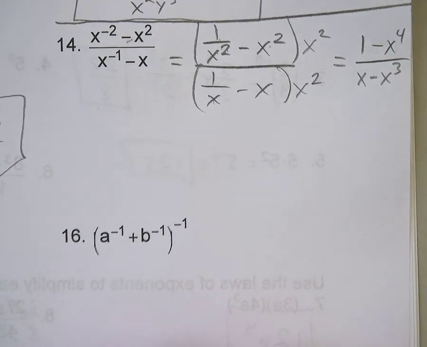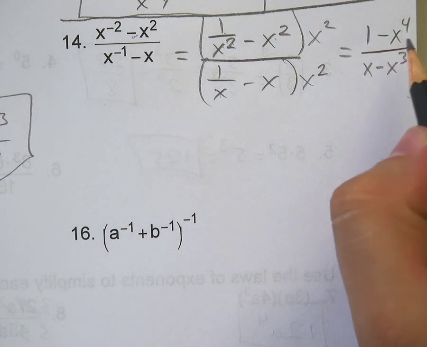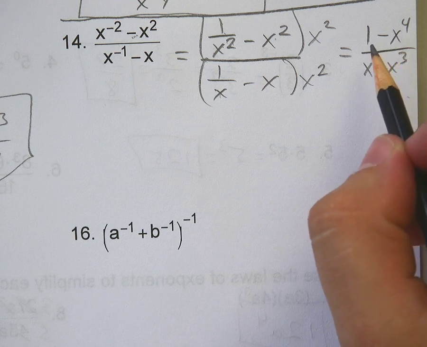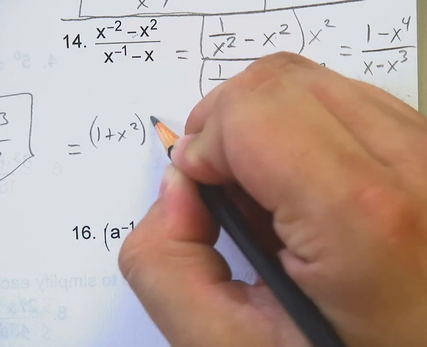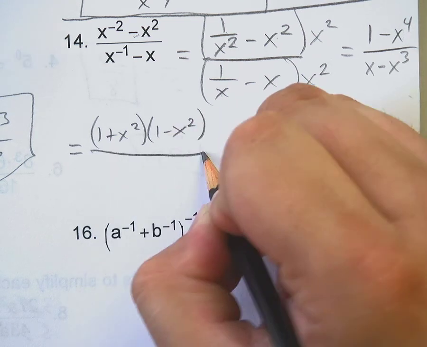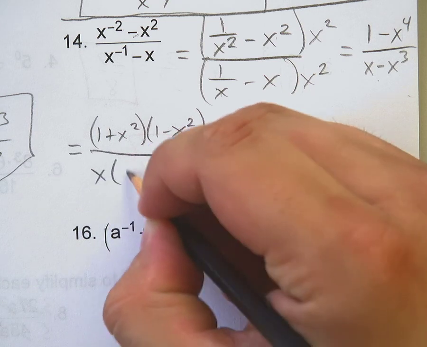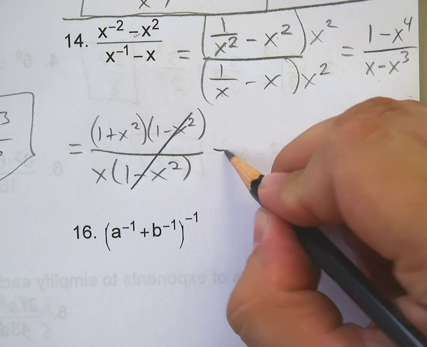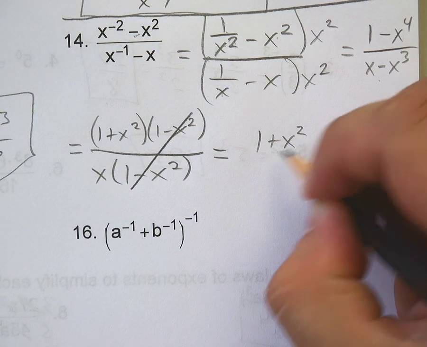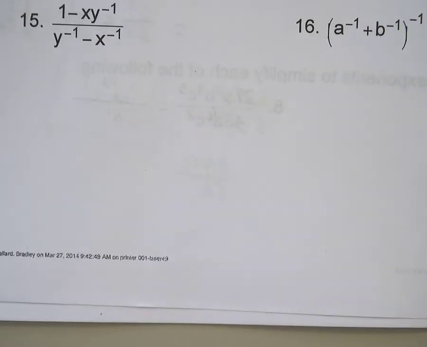And I can even go farther than that, and I want to. 1 minus x to the 4th is a difference of 2 squares. It surely is. 1 plus x squared, 1 minus x squared. On the bottom, I've got an x I can factor out. 1 minus x squared. And what do you know? Bob's your uncle. Fast and furious, this lot is.